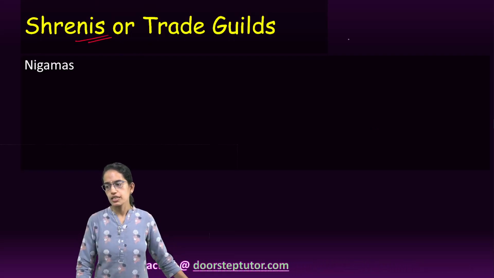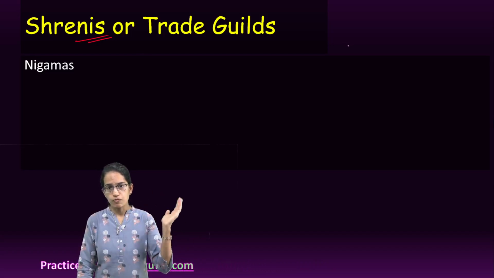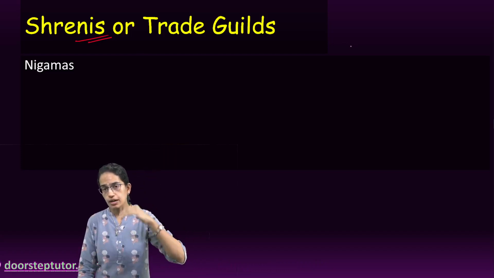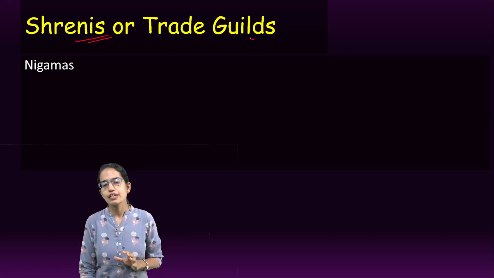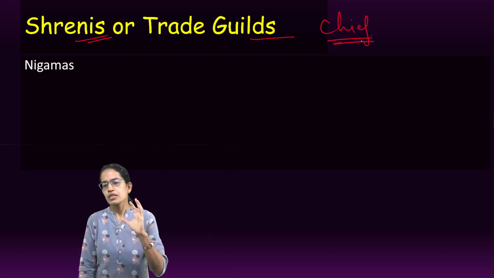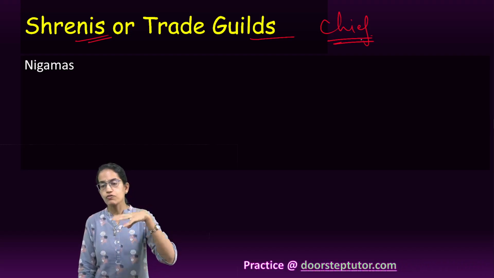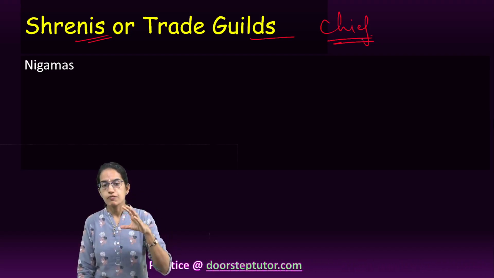Now these Shrenis, if we talk about the place from the time of Ramayana, Gupta period, Sangam literature, we see that these traders were well reputed in the society. Each guild had their own chief who would look after the other members, and the chief would take care of the functions of the trade guild very carefully.